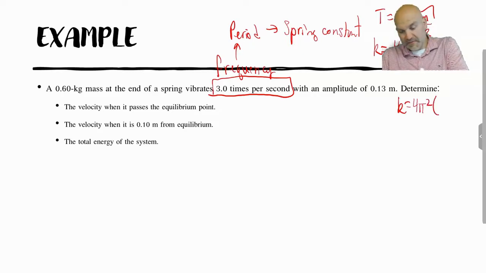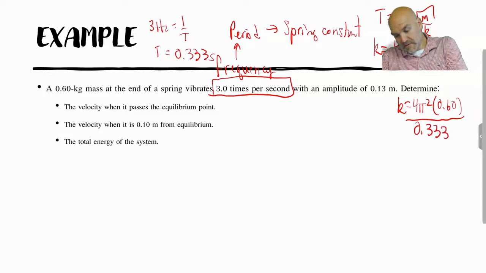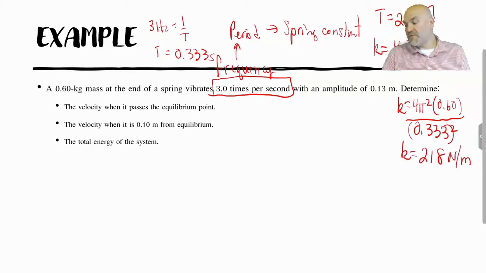K equals 4 pi squared times 0.60 divided by, so this is a frequency, so that's 3 hertz, which is 1 over T, so it tells us that T is 0.33 seconds, right, or 1/3. And so that tells us that we have a K value of 218 newtons per meter.